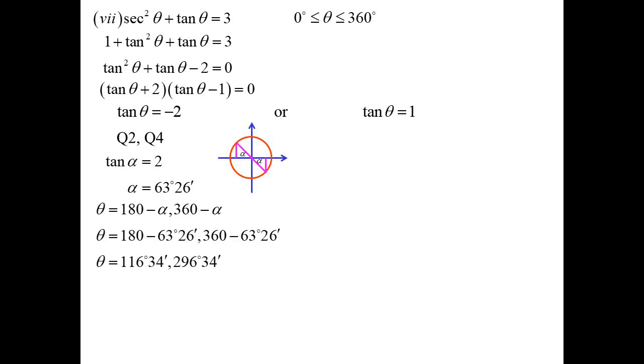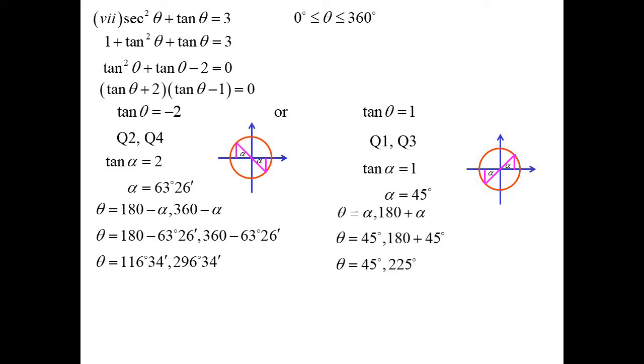So let's do the tan theta equals -2 first of all. Negative, so we're in the second or the fourth quadrant. The acute angle, 63.26. So a 180 minus the acute, or 360 minus the acute, giving us 116.34, 296.34. Now let's do the other one. Tan theta is equal to 1, first or third quadrant. The acute angle is 45 degrees this time. So it's either the acute angle or 180 plus. Subbing in, another two answers.